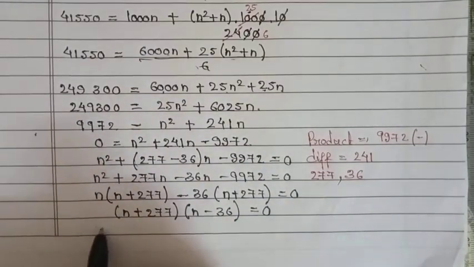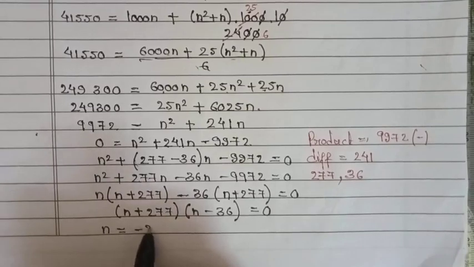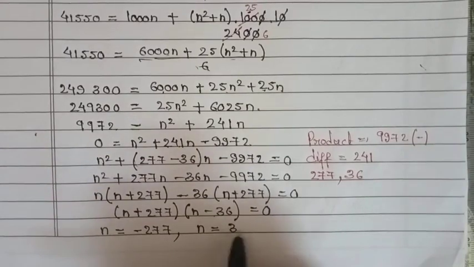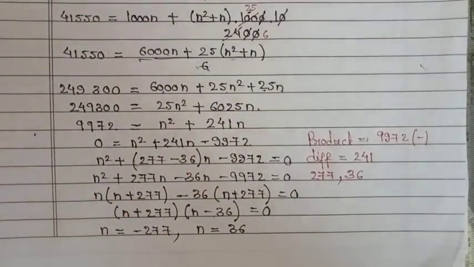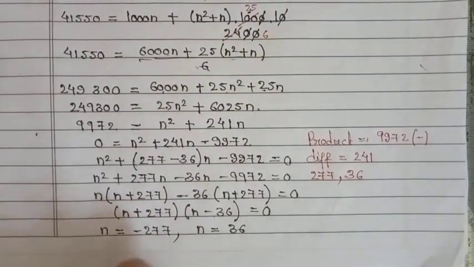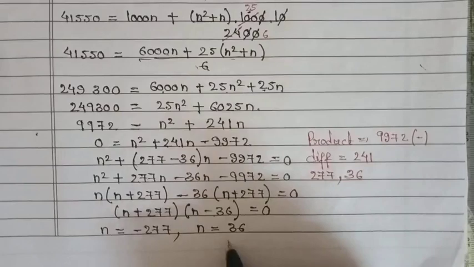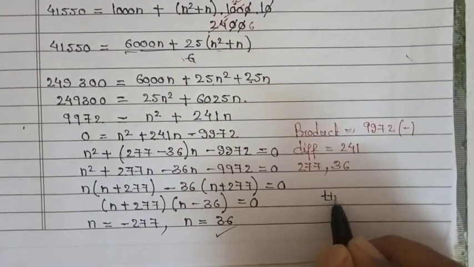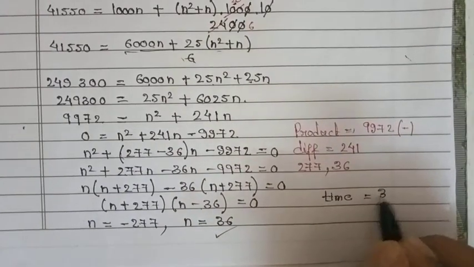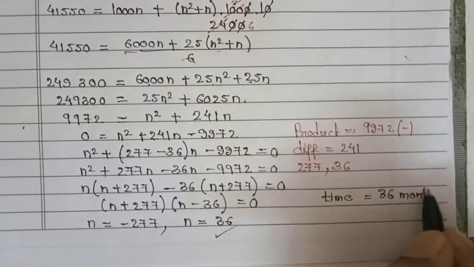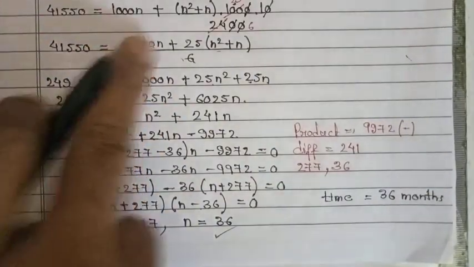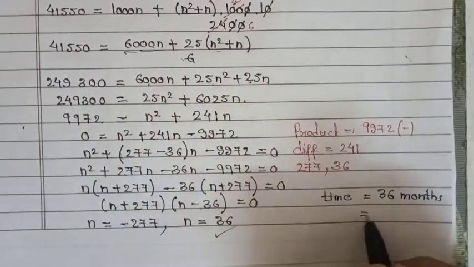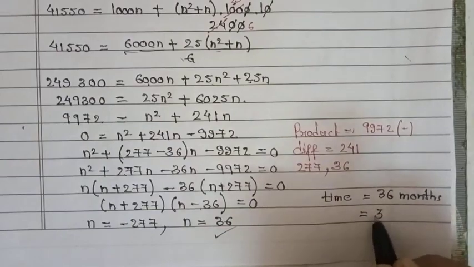Now equating the first one with 0, you will be getting value for N as negative. Equating the second one with 0, you will be getting value for N as positive. Now N is representing time in months, so time cannot be negative, so you will be selecting this one. So time we have calculated, but we have got time in months. Remember the formula that we have used here, N represents time in months, so we are getting time in months. So you can convert it into years, divide by 12, and you can write it as 3 years.